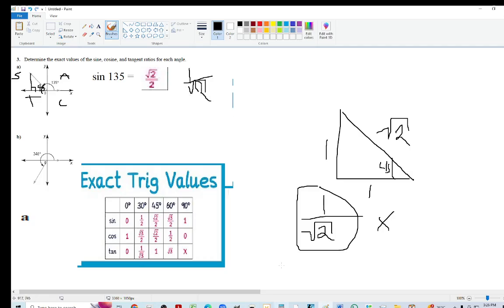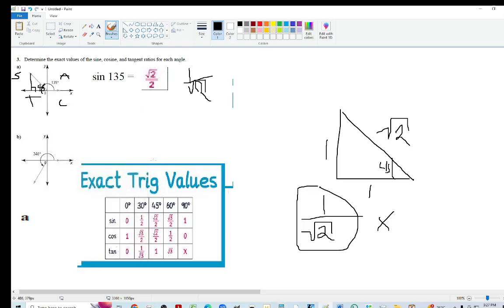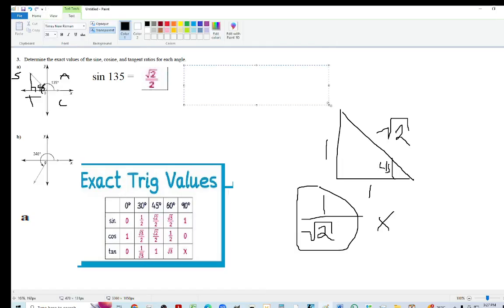And to confirm that we got it right, what is 1 over square root of 2? 1 divided by the square root of 2 is equal to 0.707. So to make sure that we got it right, you take 135 and you hit sine, and you discover that you did indeed get it right. Which means the flip of this, the secant of 135, is going to be the flip, 2 over the square root of 2.